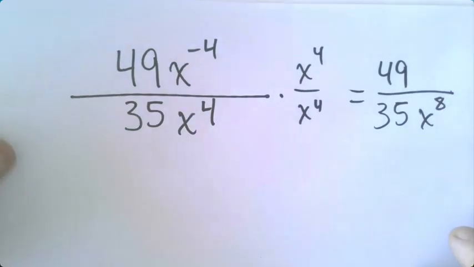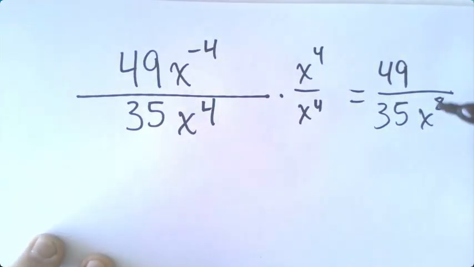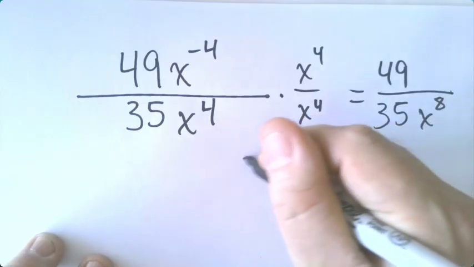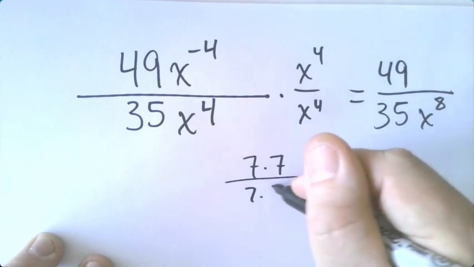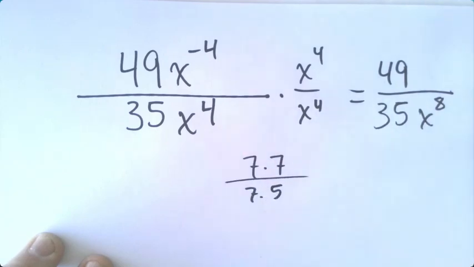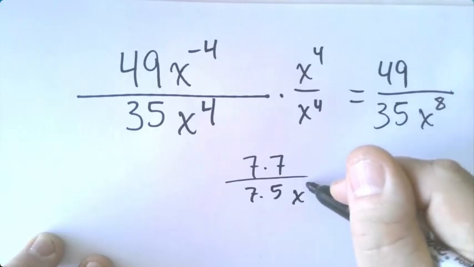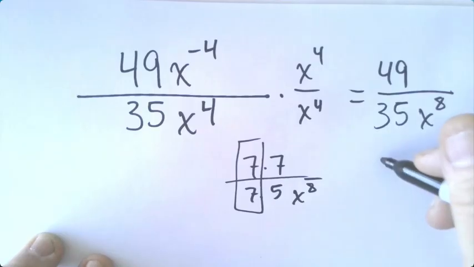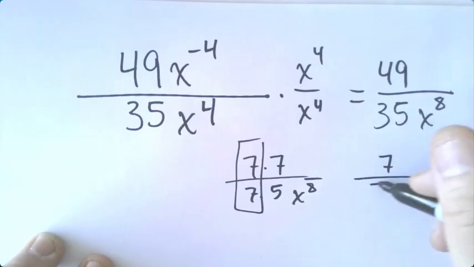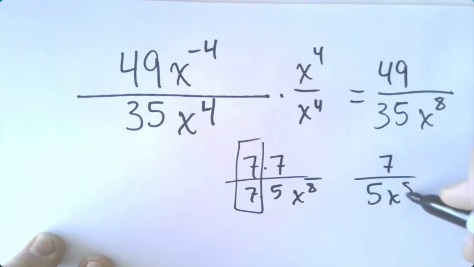Hey, this is a division problem. It's something divided by something. There's a common factor. What's the common factor we have here? Yeah, so I can write this as 7 times 7 over 7 times 5. They both have a factor of 7. I've got 5x to the 8th in the bottom. This is gone, so my final answer is I've got a 7 in the numerator, and I've got 5x to the 8th in the denominator.